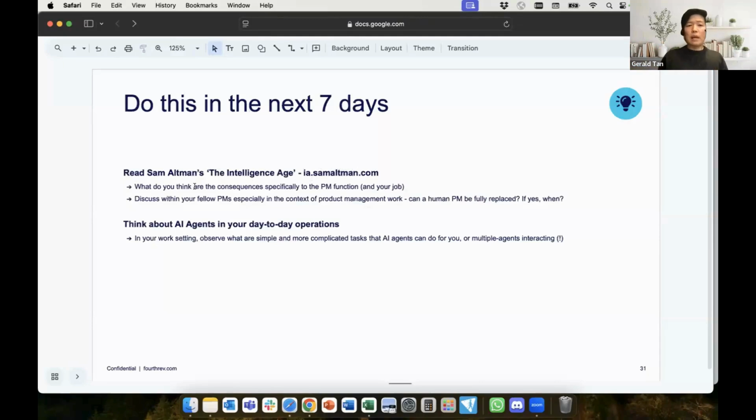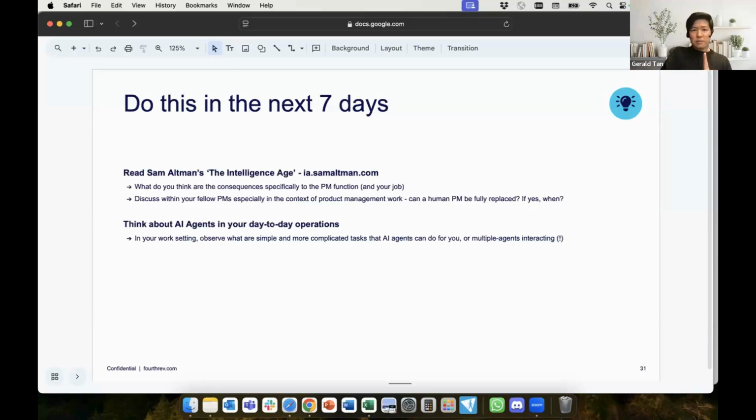And I'm sure you have fellow PMs. Talk to them. What do they think? And have a discussion. Because I want you to ask yourself, can a human PM ever be fully replaced? And if you think it's a yes, when? Because seniority counts, right? Experience counts, and you can't really train experience. Not everything can be trained with data. And as I told you earlier, just think about the AI agent from a day-to-day operations perspective.